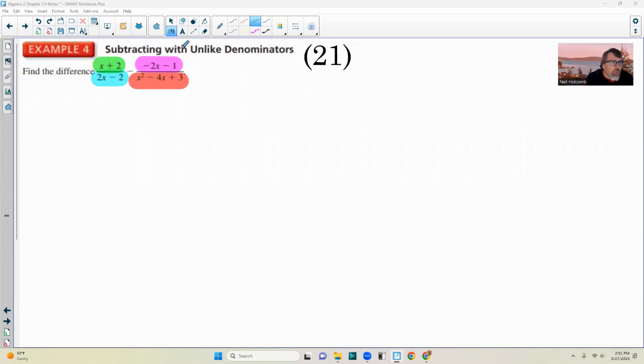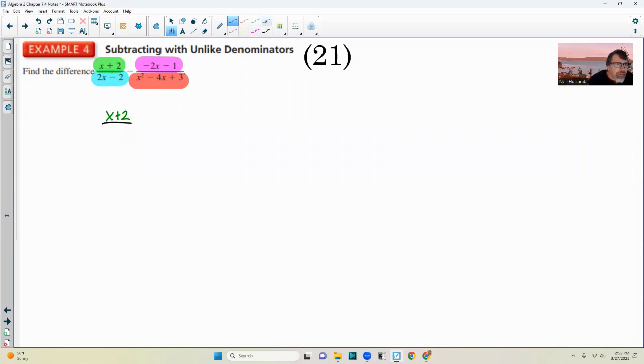Okay, this is example 4, subtracting with unlike denominators. I'm just going to say in advance, just be a little careful on these, they're tricky. I'm just going to write x plus 2 here because nothing's going to change there. And I'm color coding everything. I already highlighted these. So the numerator on the left is x plus 2.